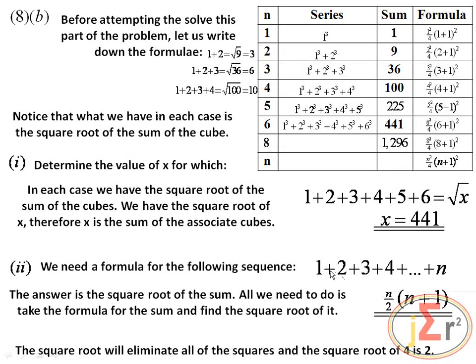If we add from 1 all the way up to n consecutive counting numbers, that sum is found by the formula n over 2 multiplied by n plus 1. If we are finding the sum of the cubes all the way up to and including n, that formula is n squared over 4 times n plus 1 all squared.